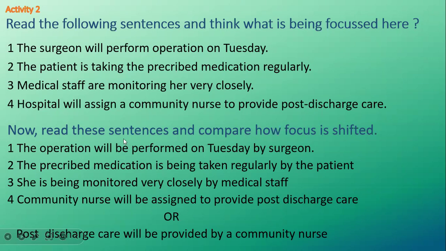But after that, BEB form will be used, will be. And then always remember when you're changing active sentences to passive sentences, in every tense form, third form of the verb is used. So you will say operation will be performed. Third form of the verb on Tuesday.